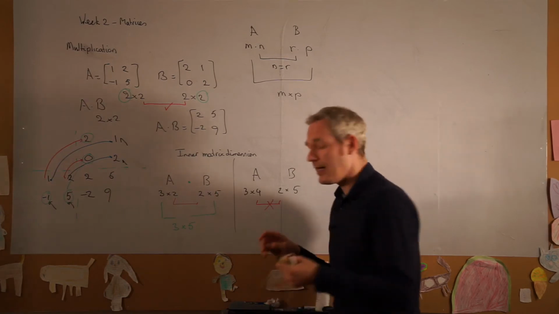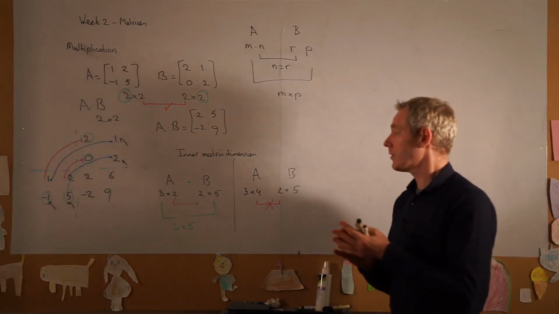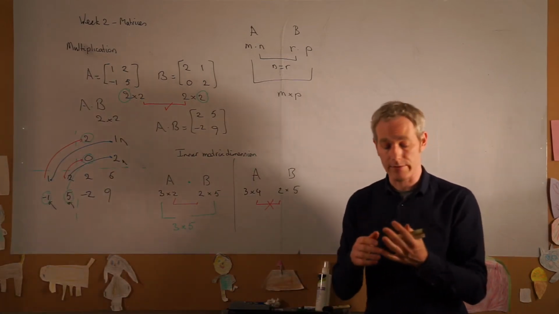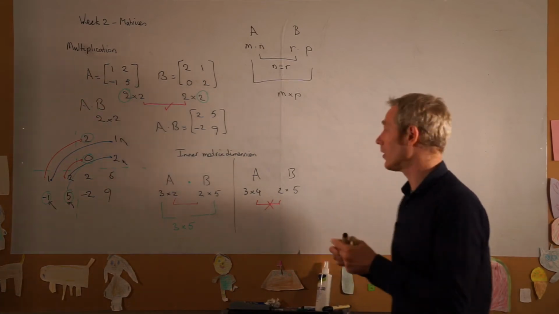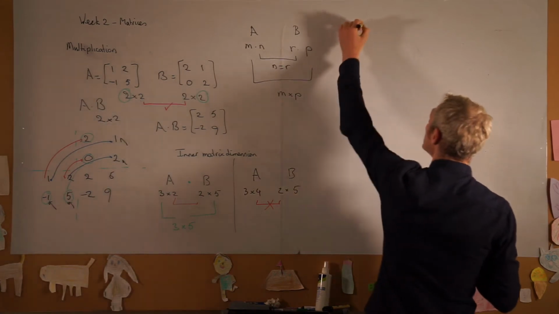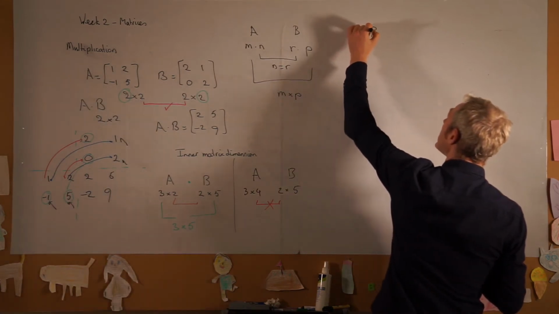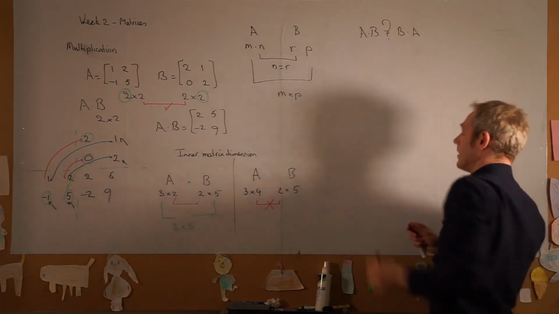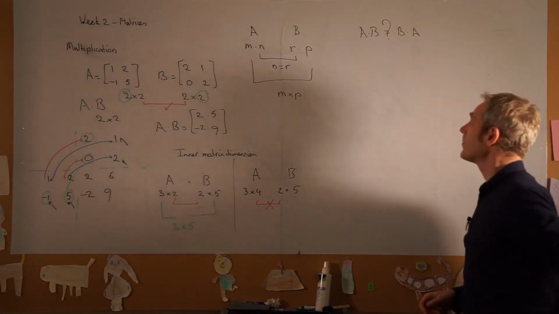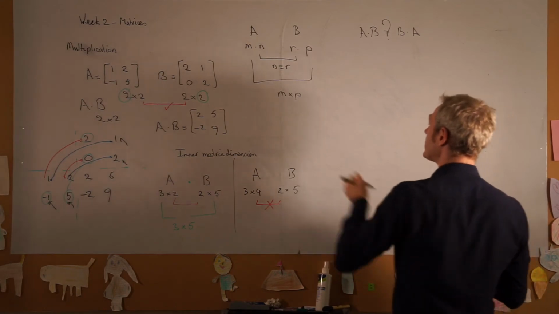Now, with the inner product and the cross product, we saw that one was commutative. Well, the inner product was commutative and the cross product was not. So is this the case? If we can multiply matrices A and B, is this operation commutative? Well, let's take an example.